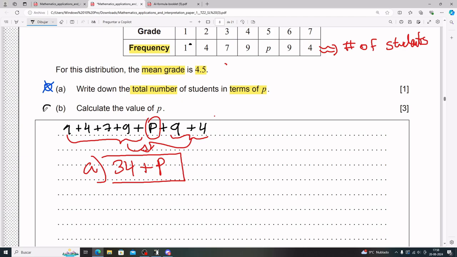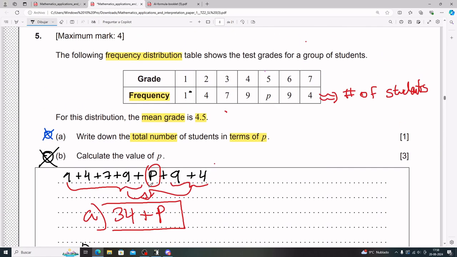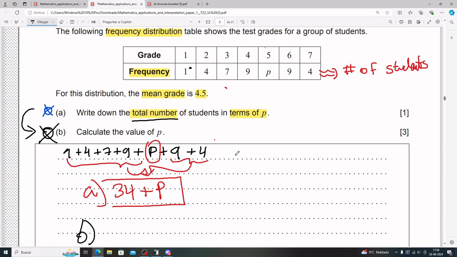Yeah, for part B, we needed to calculate the value of P. And so here it's a little bit different, right? Now, what do you have to work with? On the one hand, you have the massive hint that sometimes in IB, more often than not, something from part B requires something from part A. So why would I need the total number of students for calculating the value of P?